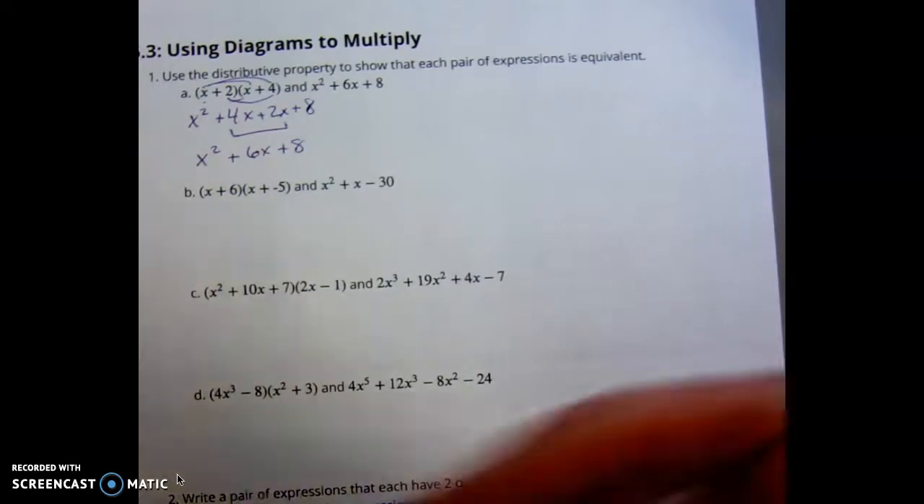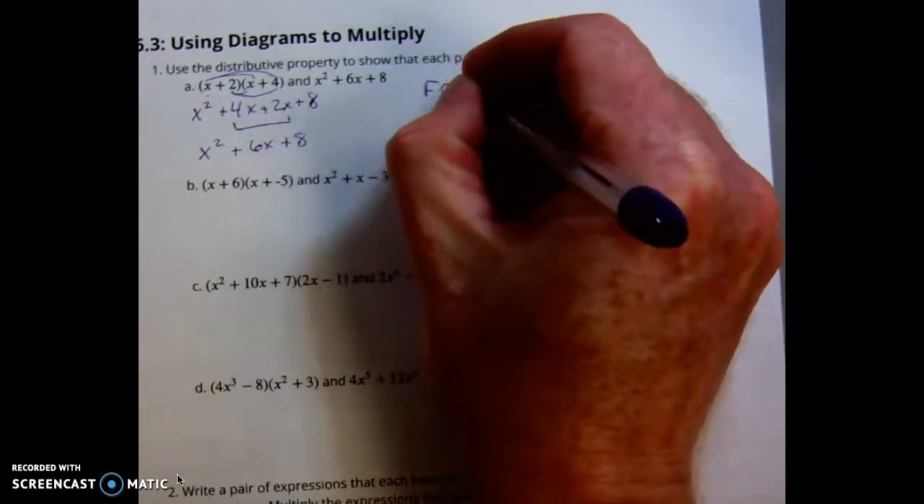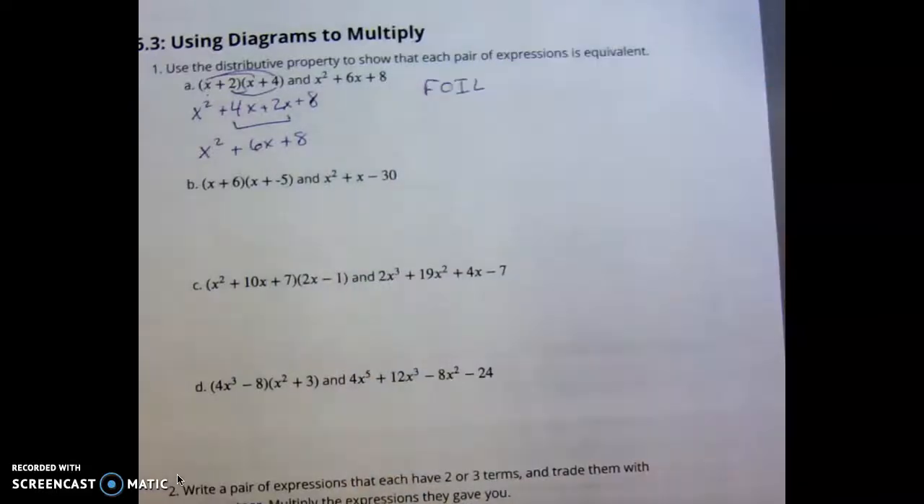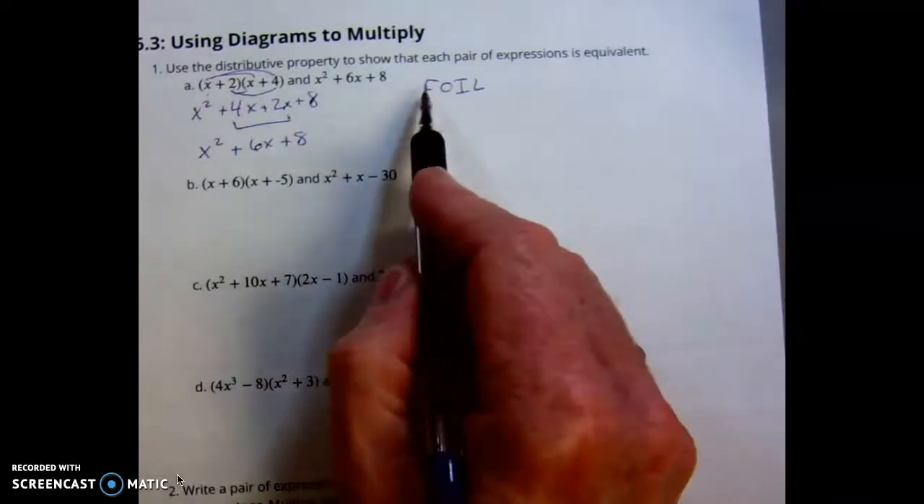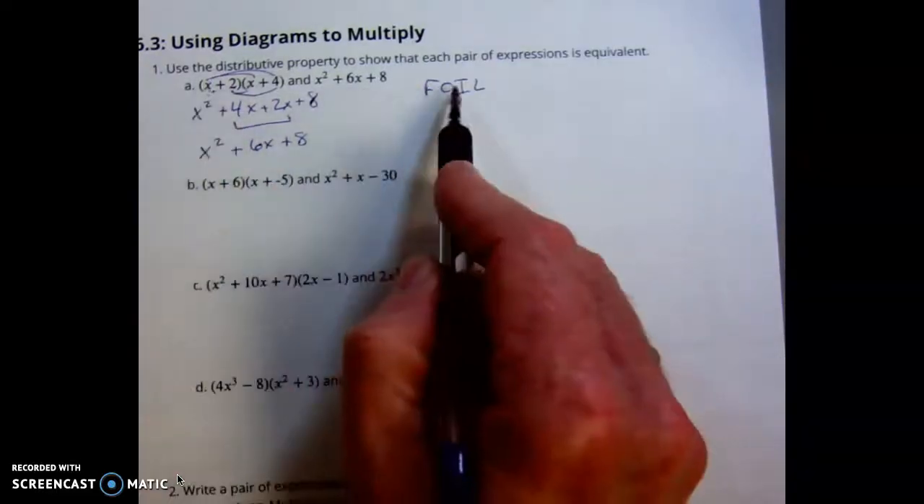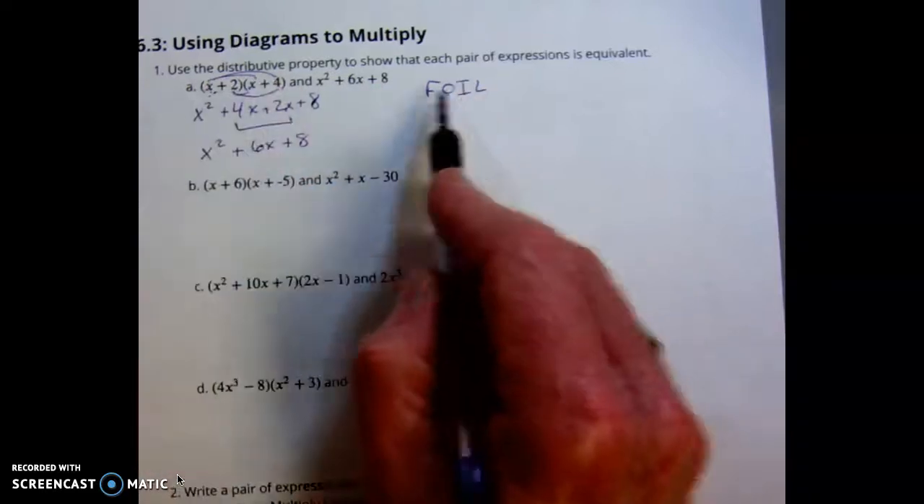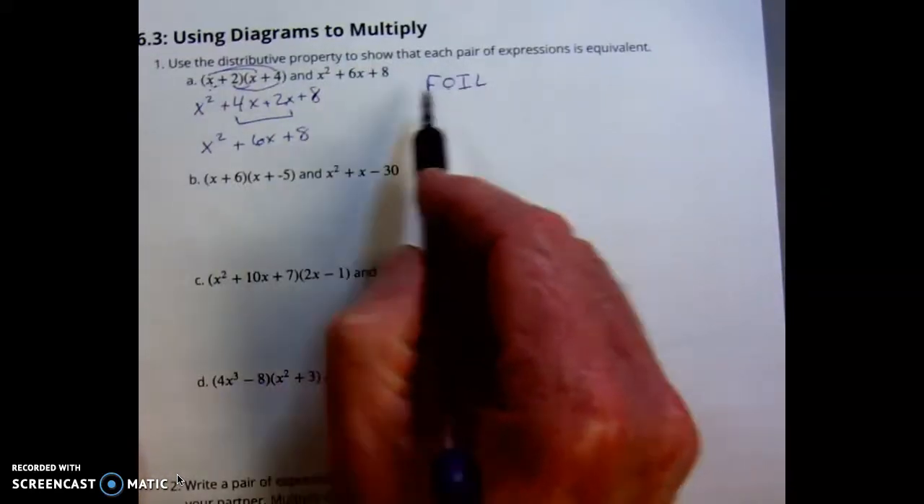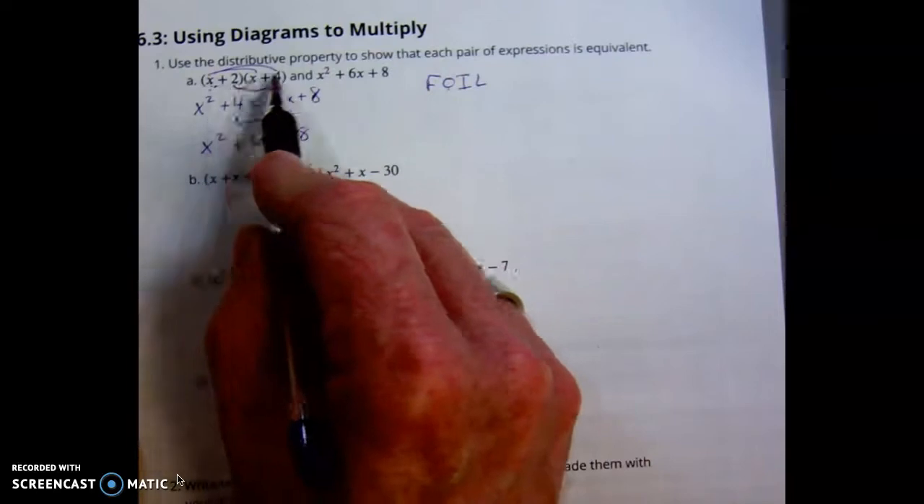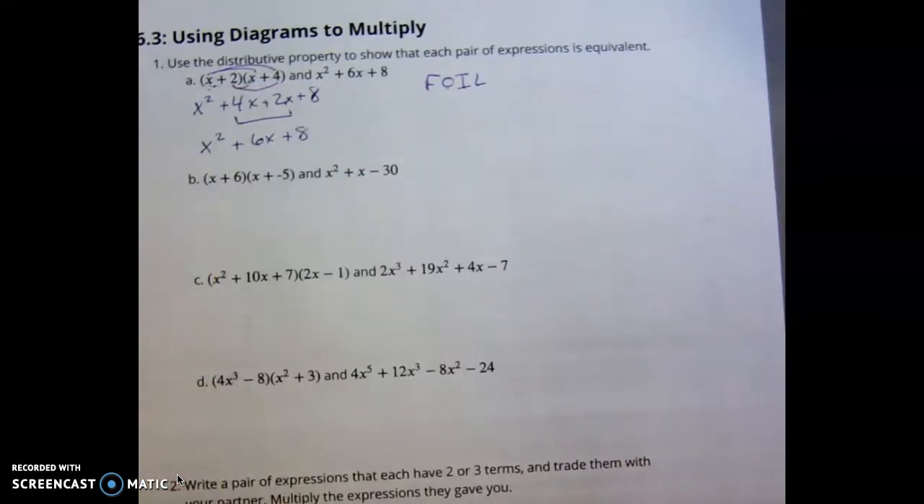You might have heard that called FOIL in Algebra 1. You multiply the first one in each term, times the outside pair, times the inside pair, multiply the last one in each set of parentheses. Okay, maybe you've heard it called FOIL.